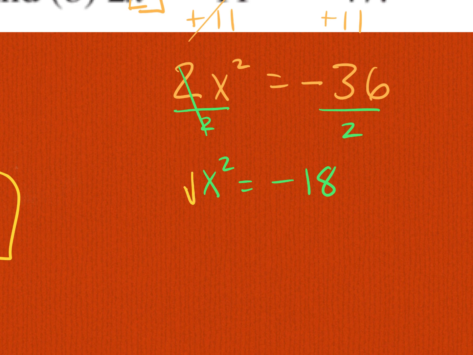And then I take the square root of both sides. So it'll cancel out, and I'm left with just x, because the squared cancels, is equal to, anytime I take the square root of both sides, I need the plus or minus. So plus or minus.